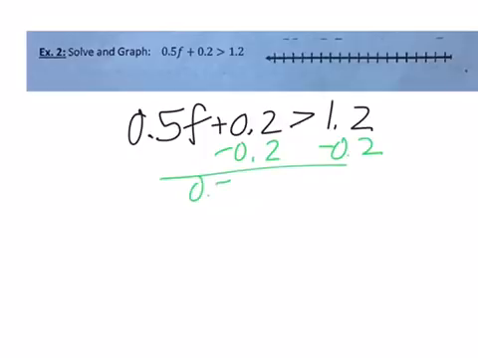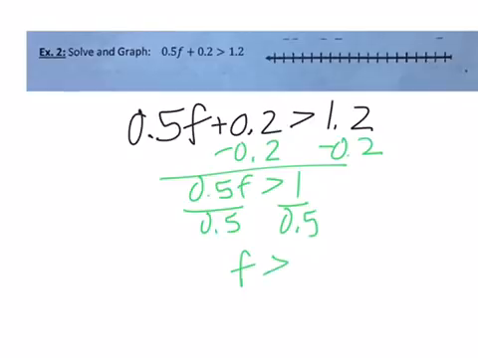So then I get 5/10 f is greater than 1. From here, I need to get rid of my coefficient of 5/10. So I'm going to divide both sides by 5/10. So then my answer is going to be f is greater than 2. I do not flip my inequality symbol because I did not multiply or divide by a negative number.